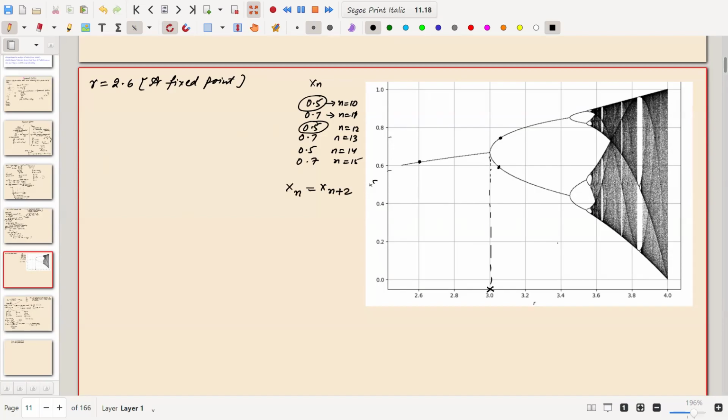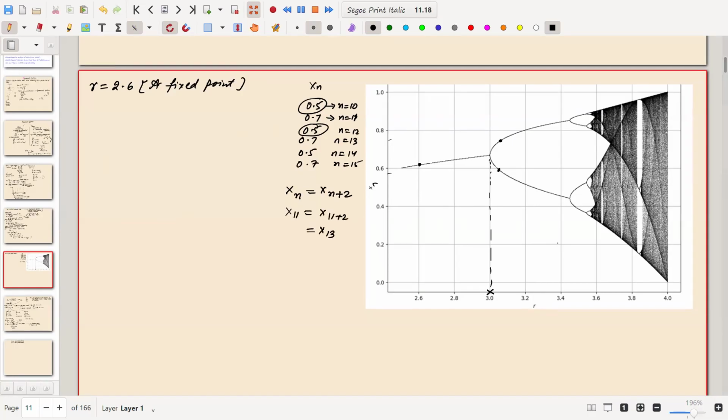If it's a period 2 orbit, xn will be repeated after 2 iterations. So xn equals xn plus 2. Yes, it is valid for n equal to 11 also: x11 equals x11 plus 2, which is x13. Is it true? Is x11 equal to x13? Yes, it is. Take n equal to 10 and apply it here: x10 equals x12. So x10 is equal to 0.5. What is x12? 0.5. Right.